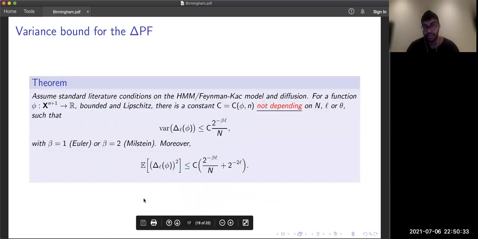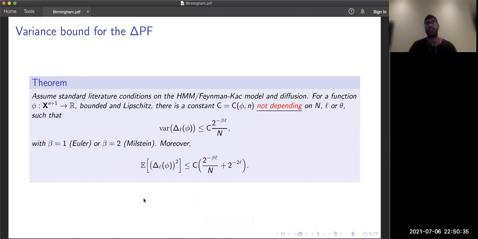And so we'll get to the main theorem of the actual paper itself, which is a variance bound for the delta particle filter. In order to initiate and describe this theory, we usually have to assume a number of conditions, which I haven't stated, but they are usual conditions one would assume with the Feynman-Kac model for the diffusion process that we have, such as Lipschitz conditions and also linear growth, which I believe are two conditions.